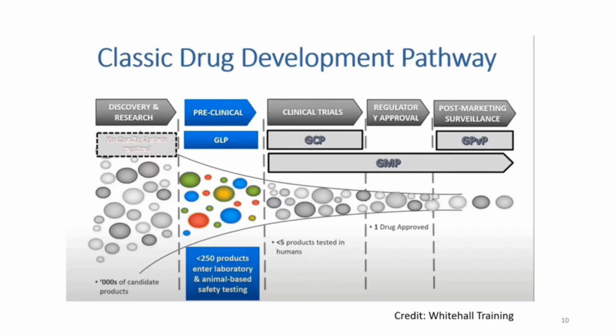Okay, I just want to use this slide to show you where GLP comes into place in, for example, drug development. So this diagram shows a classical drug development pathway. For example, different research teams want to develop a particular drug to treat a specific disease.